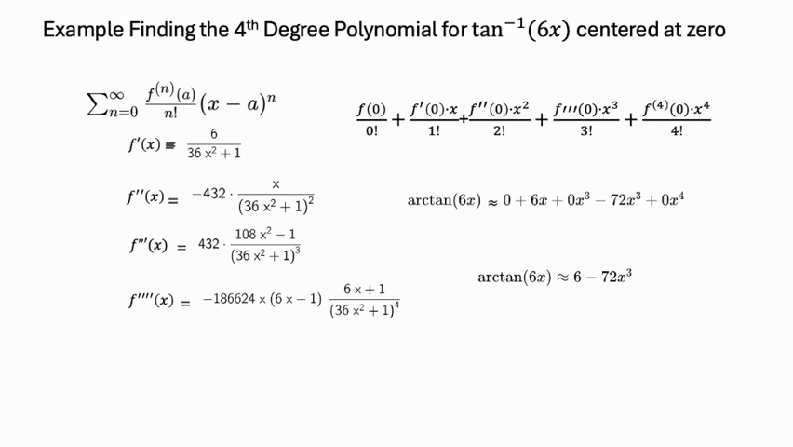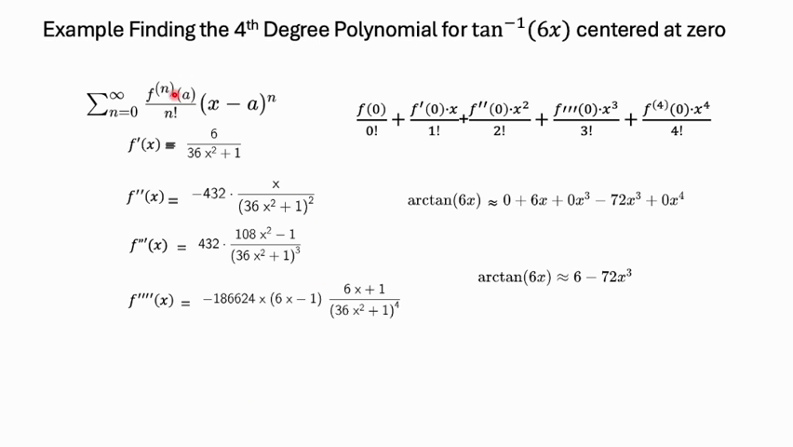In this example, we're going to find a fourth degree polynomial and we're going to use it to approximate arctan of 6x. Now, when we do this, we have to use a method called Taylor expansion. And this is going to let us create a polynomial with an infinite number of terms, and the coefficients of those terms are going to be derived from the derivatives of arctan 6x.